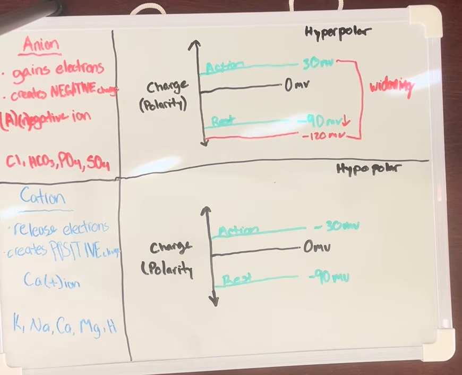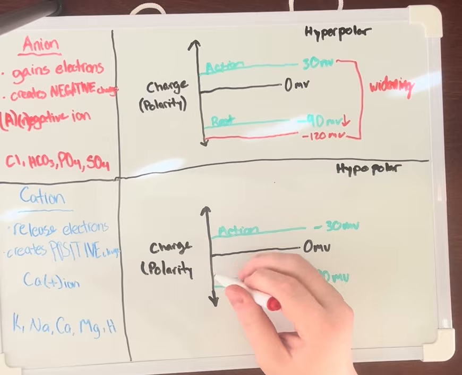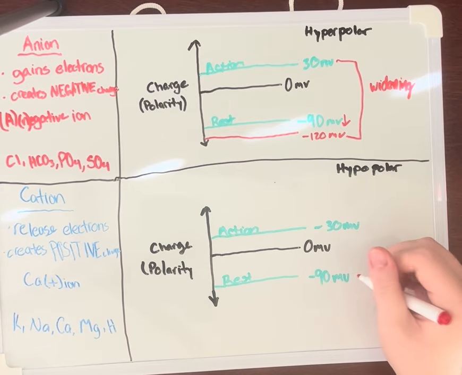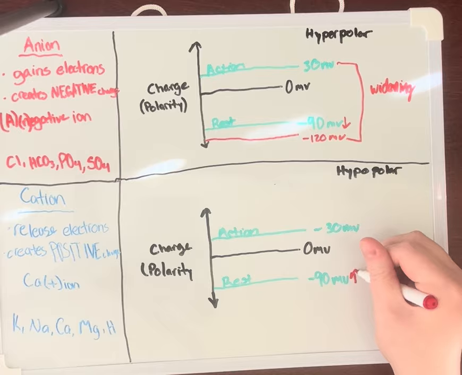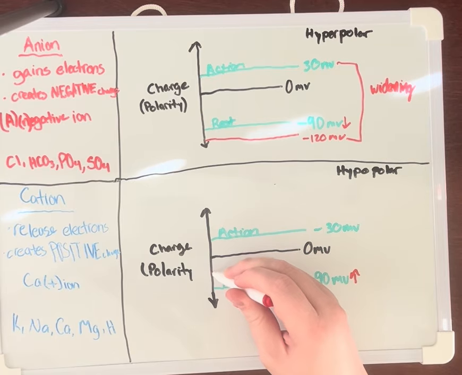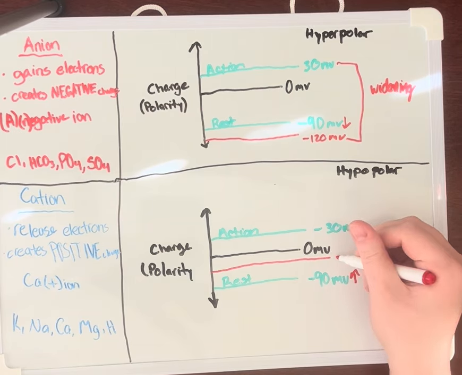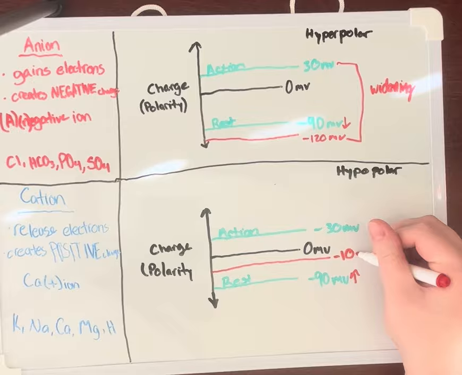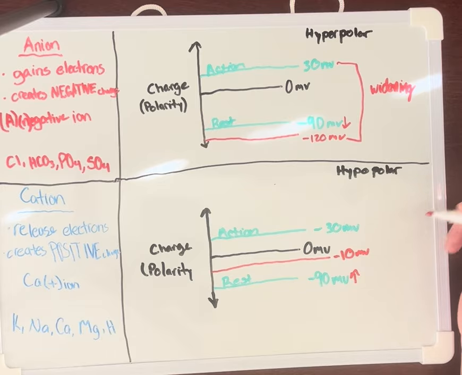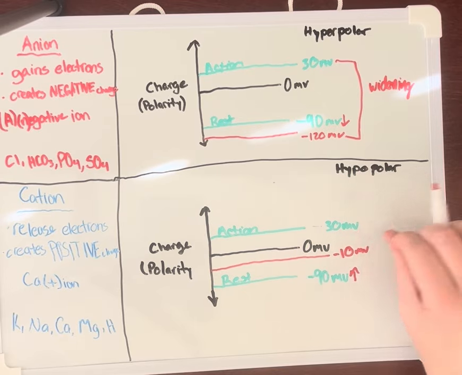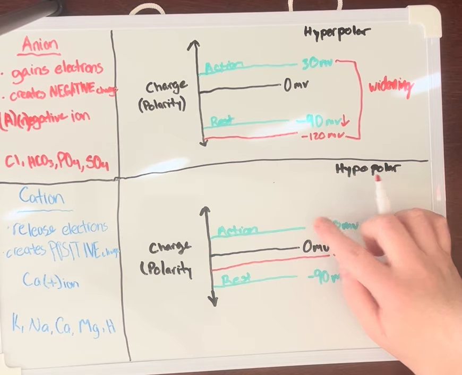So the more common one you're going to see is that hypopolar state, where something happens and all of a sudden we increase our voltage. So now we're going to say that this is -10 millivolts. Now, instead of 120, we have 40, right? I just realized this is a negative. Ignore that. This is positive.